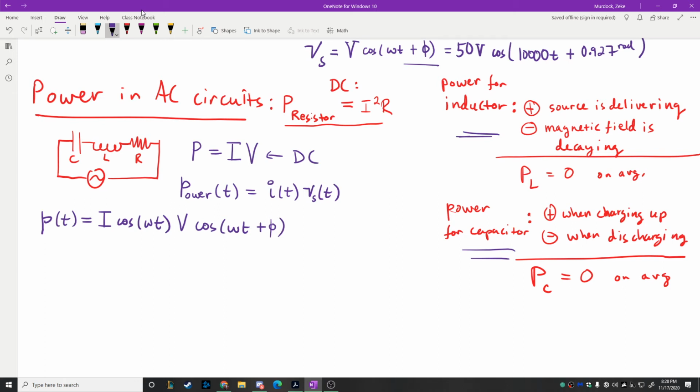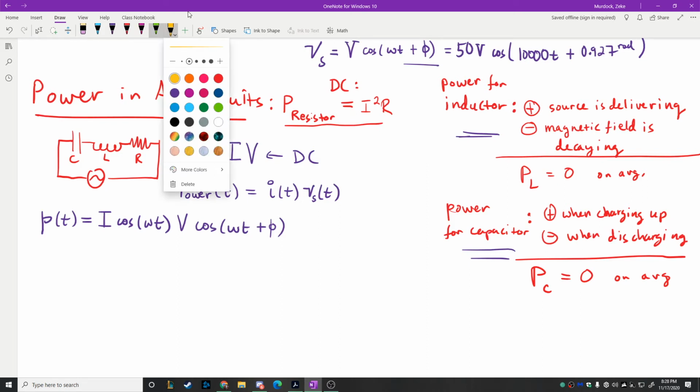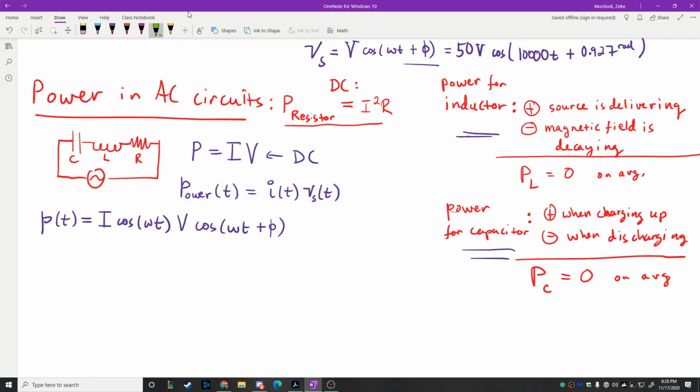And what we're going to do is use this cosine sum formula, the one that says that cosine of a plus b is equal to cos A, cos B, minus sine A, sine B. All right, so let's do that here. That looks right to y'all? Great, okay.